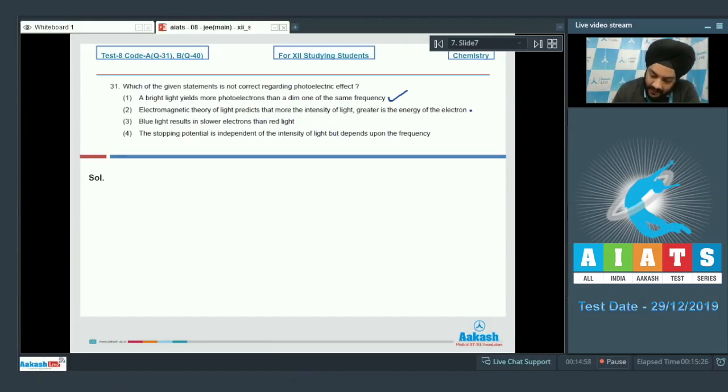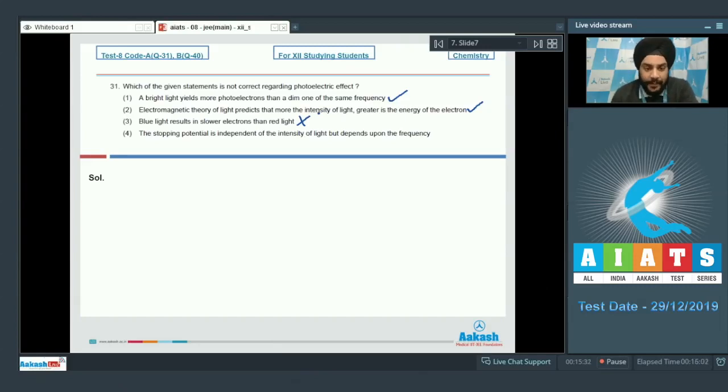This is correct, students. The classical mechanics indeed predicts this given statement, that the energy of the electron will be greater if we use a light of greater intensity, but that was not actually true in the experiment. Okay. If we talk about option 3 now, blue light results in slower electrons than red light. This is an incorrect statement, students. Blue light has a smaller wavelength or a greater frequency, which means that the kinetic energy of the electrons will be greater when blue light is used. Okay, so the third statement is not correct.